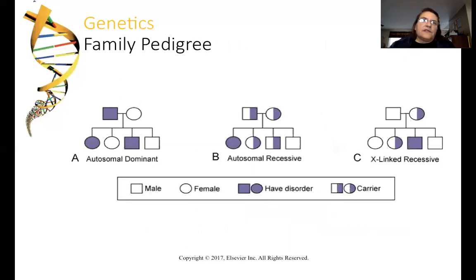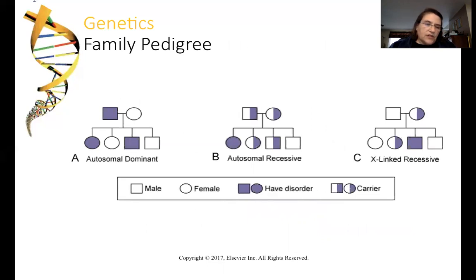All right, this is in your book. This is a page from your book. This is a family pedigree, and usually family pedigrees show traits over at least 3 generations. This only shows 2 generations, but a true family pedigree is over 3 generations, and it just kind of maps out how disorders fall out.